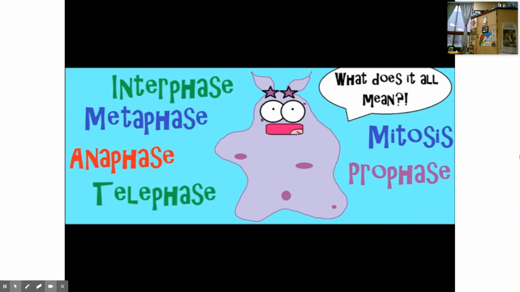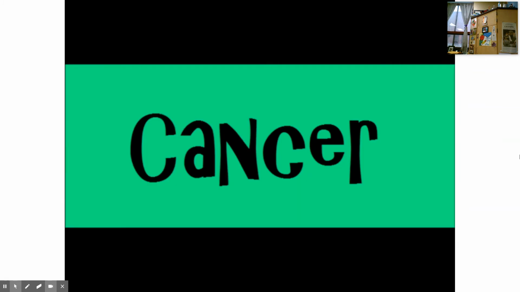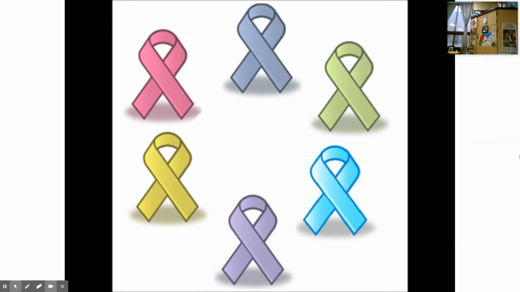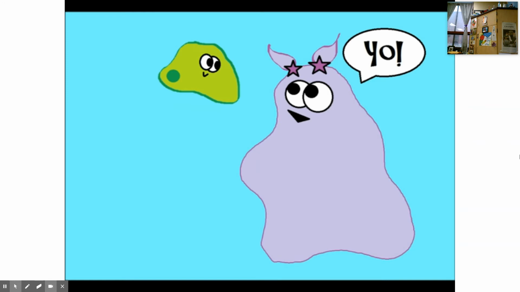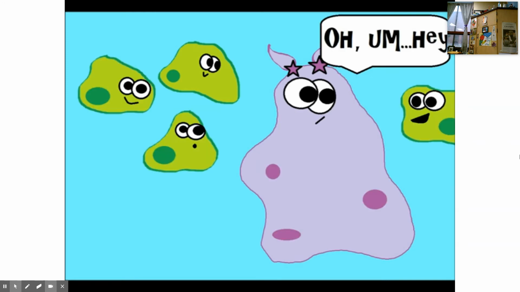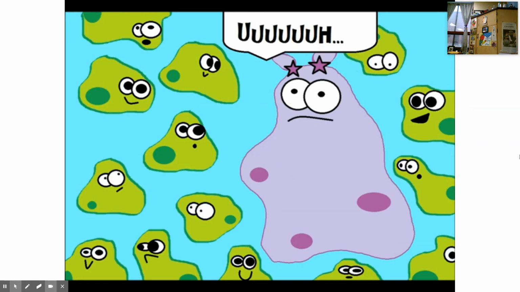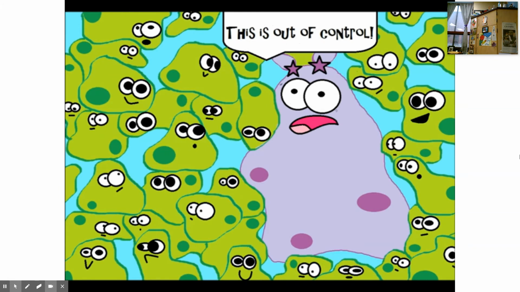So if I say the word cancer, this word probably means something to you. Either you know somebody who's been diagnosed with cancer or you've heard about it on the news. There's many different types of cancers, but one thing they all have in common is that they are caused by uncontrolled cell growth. That means somebody's own cells grow out of control.